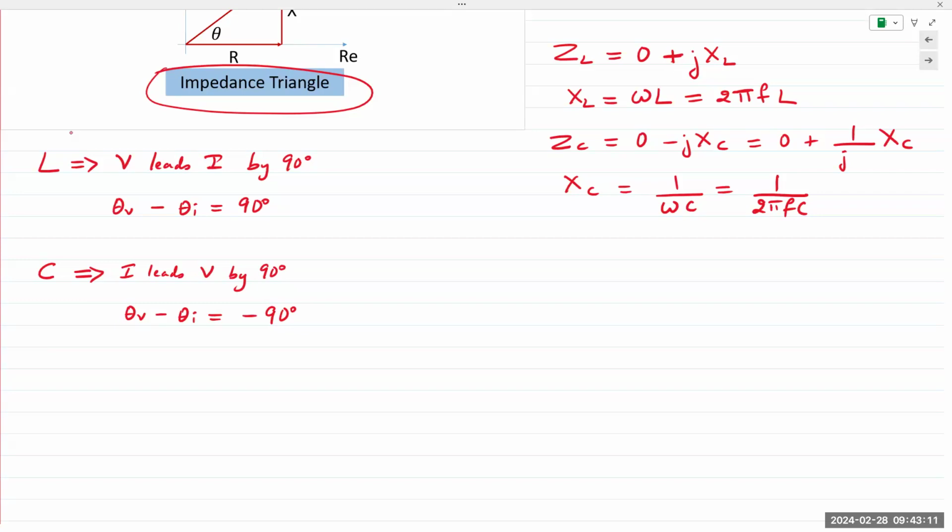There's a phase difference, and that is always true for any capacitor and any inductor. It does not matter the value, it does not matter the circuit conditions. Nothing else matters, the voltage and current phase difference of 90 degrees always remains the same. So this is an important concept to keep in mind, because when you're solving problems, you can verify your answers by using this relationship.